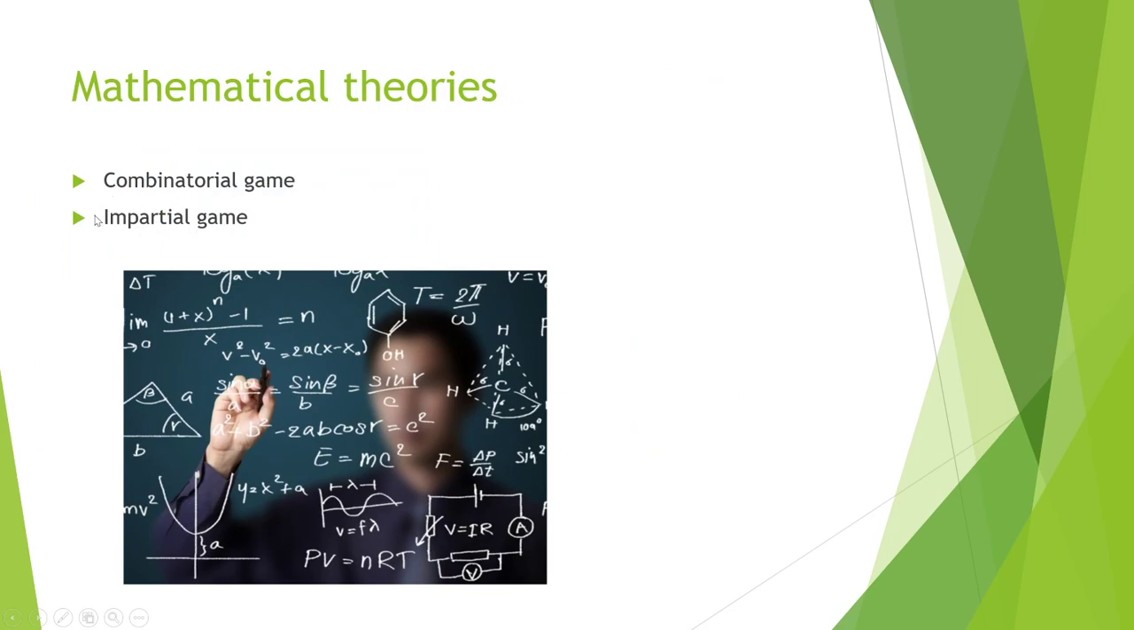And as it turns out, Nim is an impartial game. Impartial games are games where the allowable moves for a player depend only on the position of the game and do not depend on which player is playing. And for all impartial games, they are mathematically solved. All impartial games are mathematically solved. And these types of games are also classified under combinatorial games.